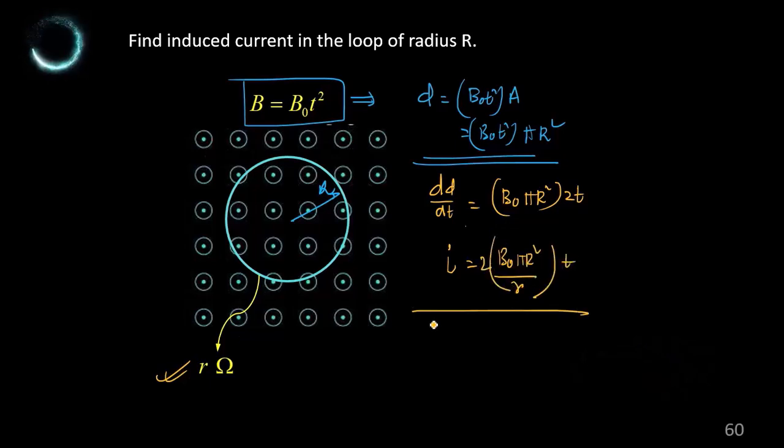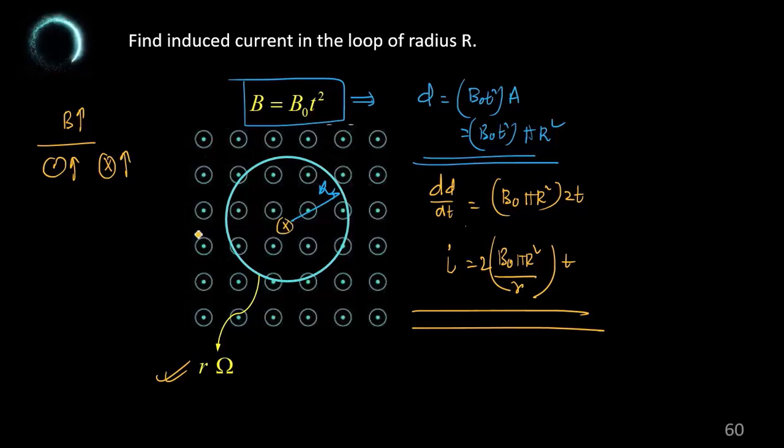Now regarding the direction, as time increases, B is going to increase, so the dot magnetic field is increased. The opposing effect is that dot has to decrease, but decrease is not possible. So you produce cross to be increased, that means in this direction cross magnetic field has to be increased. That means the current has to flow in this direction. So the current is along the clockwise direction, according to Lenz's law.